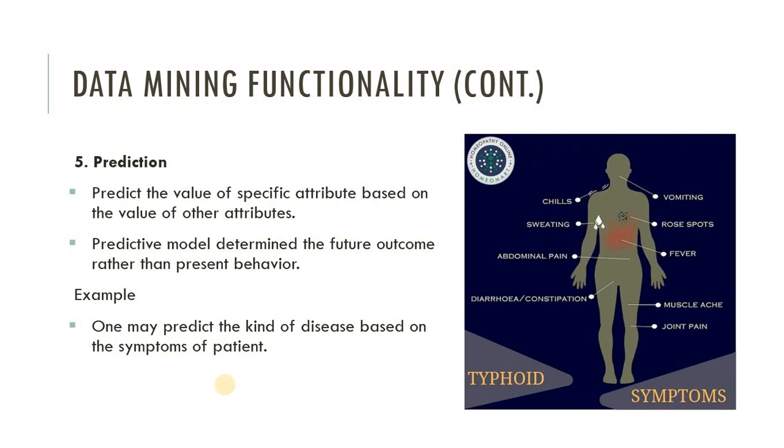That kind of functionality is also provided by the data mining functionality, which is prediction. So with the help of a data mining tool, we can predict the future behavior based on multiple parameters. This is an example of prediction, and this is all about prediction, that we can predict a specific value based on other attributes.